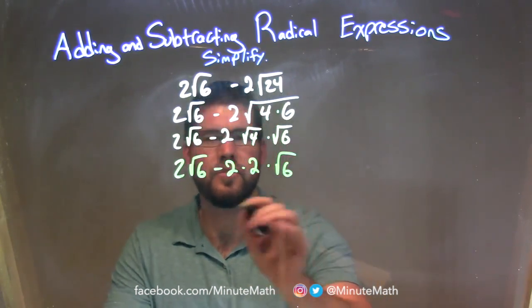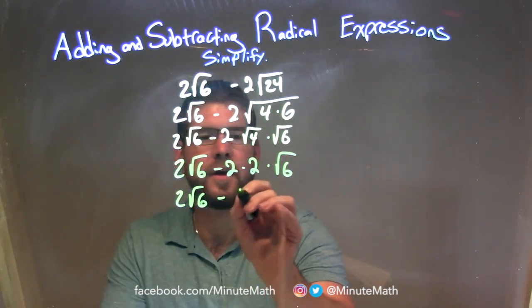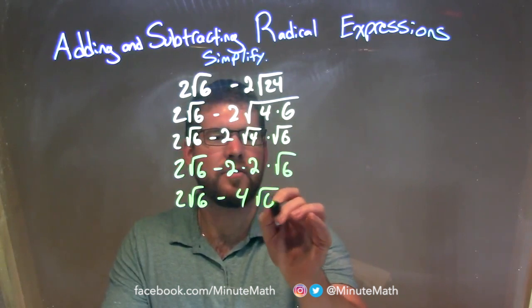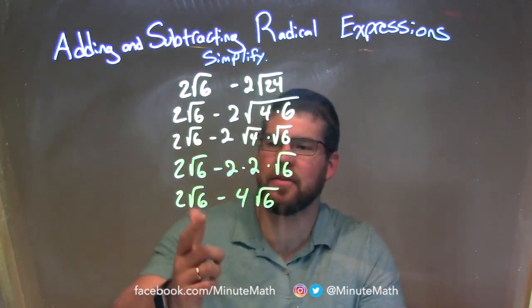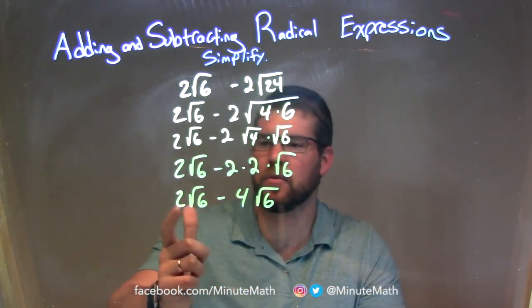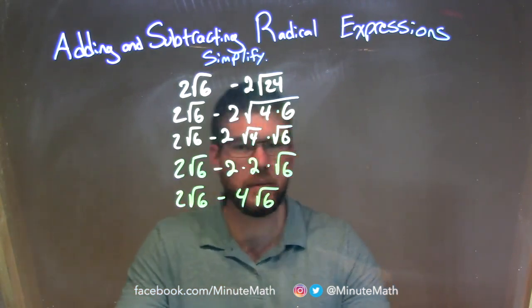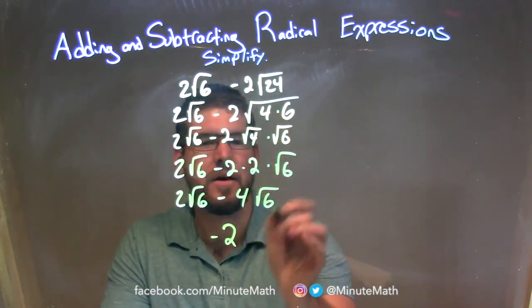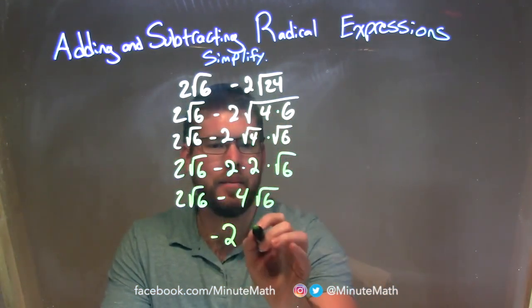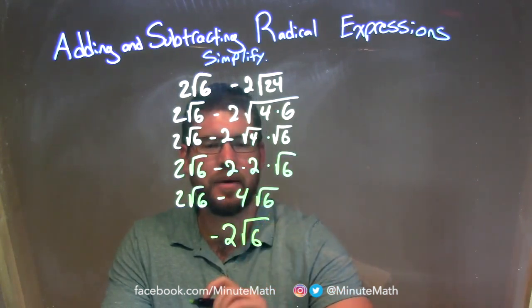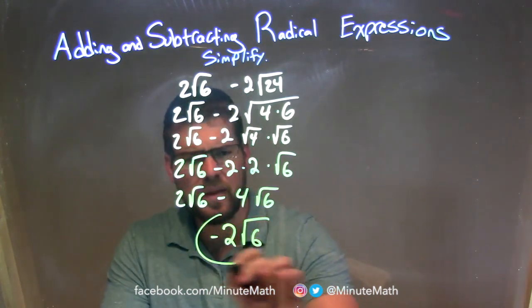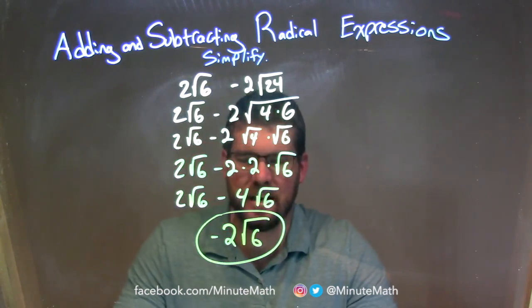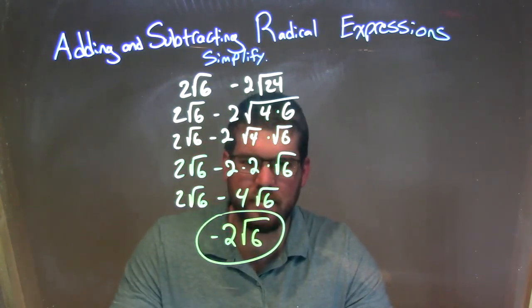Well, 2 times 2 is just 4, so we have 2 square root of 6 minus 4 square root of 6 there. And now that we have the same square root, we look to what's in front of the square root. We have 2 minus 4. 2 minus 4 is just a negative 2. So we have negative 2 out there, and then we can combine it and just have the square root of 6 to make it one part here. And so our final answer is just negative 2 times the square root of 6.